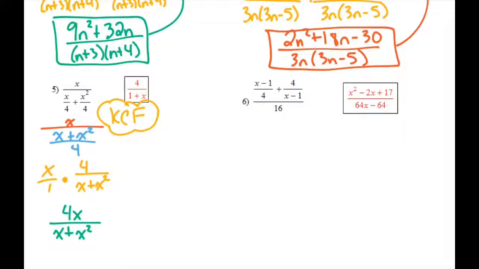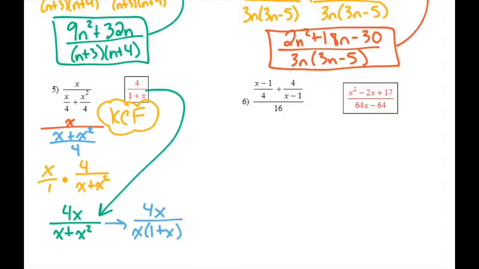Now, the issue with this is it doesn't quite match our answer. So what that means is that something can simplify away. Before you just start canceling stuff willy-nilly, think about canceling has to happen when you have factors. So in the top, 4x can't be factored, but the bottom has that greatest common factor of x. And if I pull out an x, then I'm left with 1 plus x. Because we're dividing x by x, we get 1. We divide x squared by x, we get x. And now I'm allowed to cancel out this x and this x. So we get 4 over 1 plus x. And now it matches our problem.